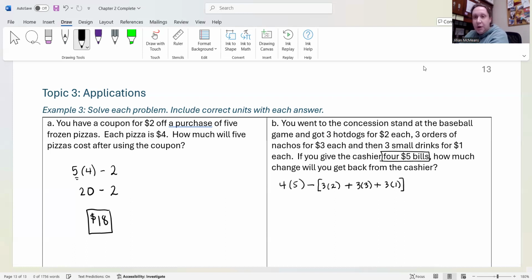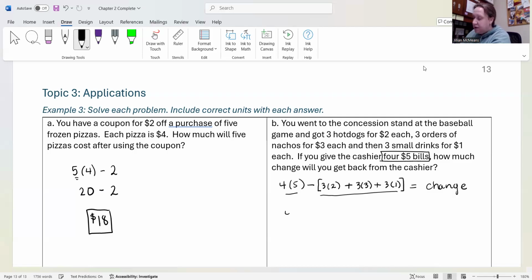Everything that's in these square brackets right here, that indicates how much we spent. Okay, so this is our model. This shows the money that we gave the cashier minus the total cost of our goods, and the result is going to be the change that we get back. So let's work on the order of operations. So first, I want to take care of what's in those brackets, that big set of brackets.